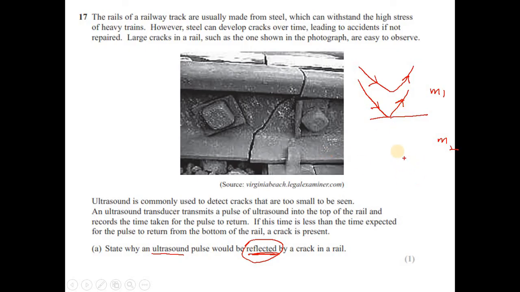So if you have some rail, something like this, a solid one, but somewhere here you have a small crack. If ultrasound is coming and reaching that position, in this gap we have air inside. That means above this crack we have steel, one medium, and in the crack we have another medium, air. So we have a boundary. That's why the ultrasound is reflected.